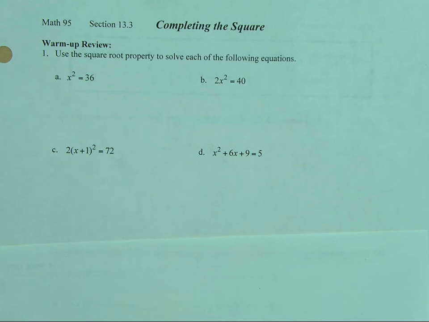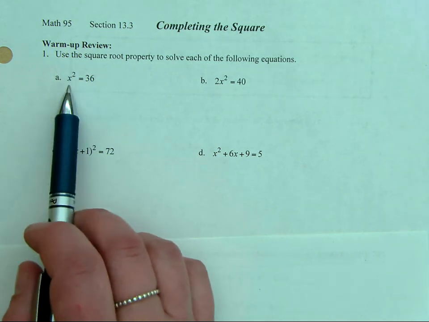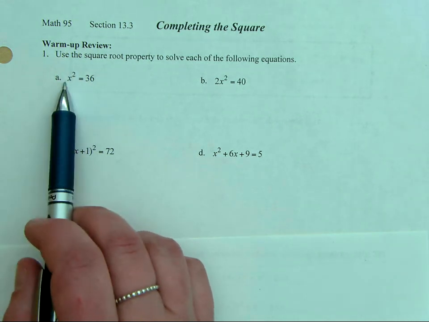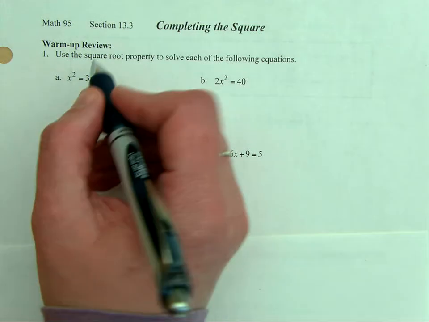Okay, so this is a little bit of a review from Math 65, thinking about how we could solve an equation that involves a quadratic, or an x squared. How do we solve using the square root method?